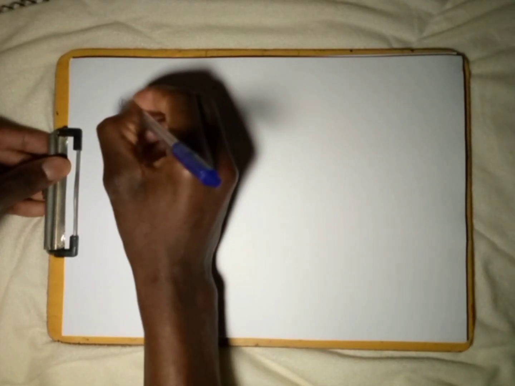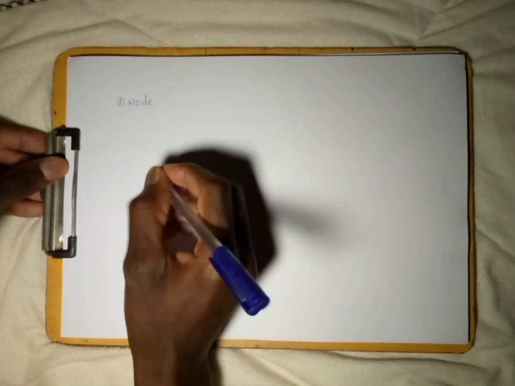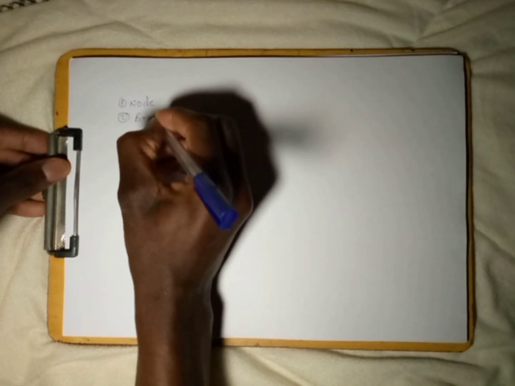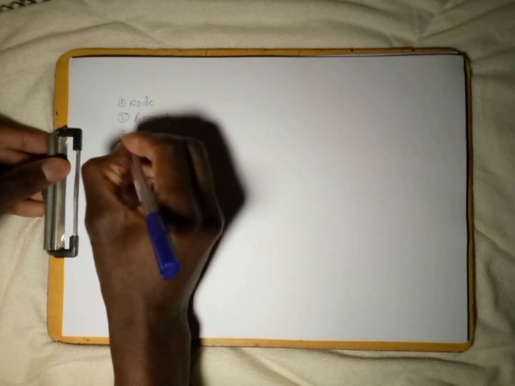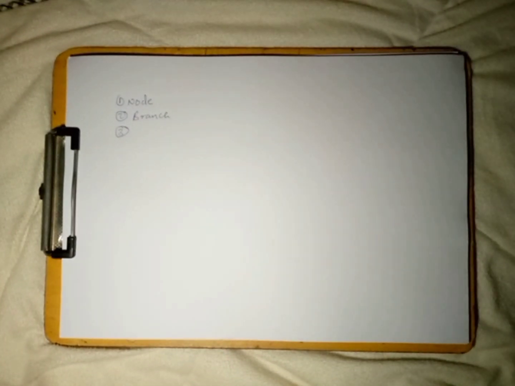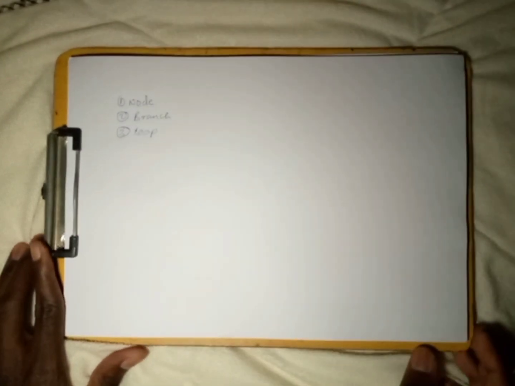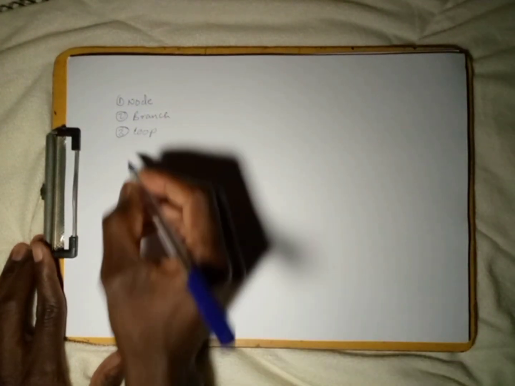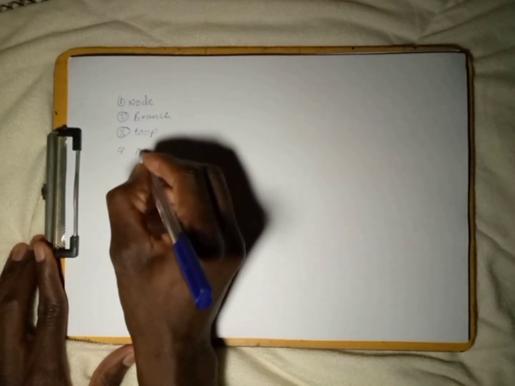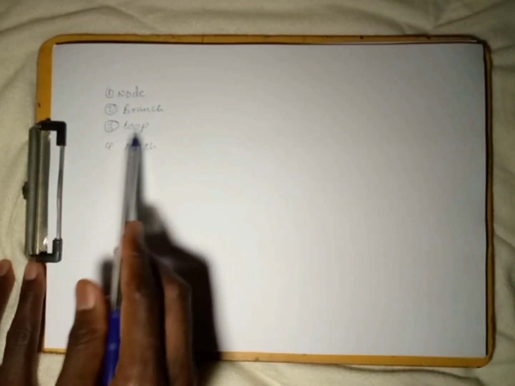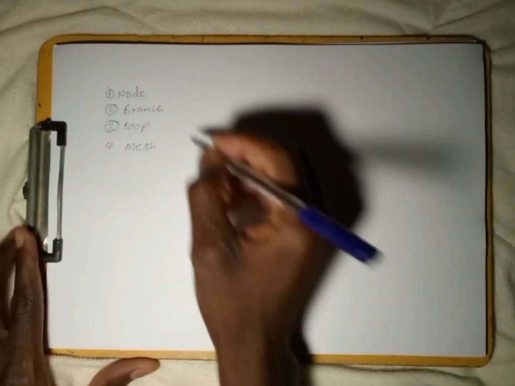The first one has to be what a node is. The second one has to be what a branch is. The third one, you need to know what we call a loop. And lastly, you will also be required to understand what a mesh is. Okay, all right, so if I'm to define what a node is, what a branch is, what a loop is, and what a mesh is, I'll define them as follows.